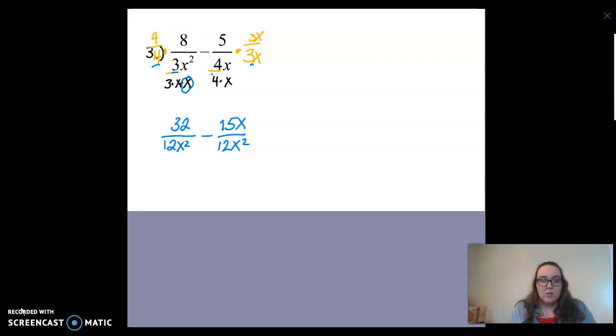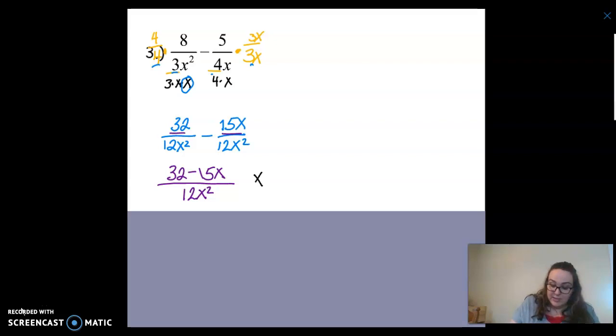Right here I'm going to subtract. 32 and 15x are not like terms, so it's 32 minus 15x. And if you would prefer to rewrite it with the x first, you may write negative 15x plus 32, it's the same thing. And then I have a 12x squared on the denominator. I do have something that x cannot equal this time. I have an x squared down here, 12 times x squared, so the only value that's going to make my denominator 0 is if x happens to be 0.